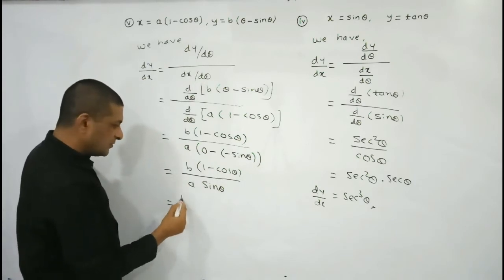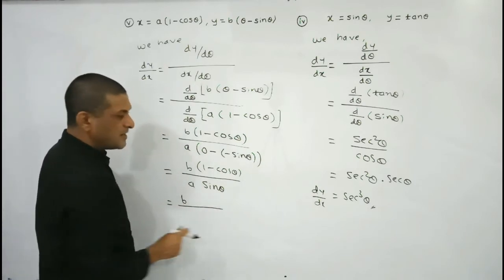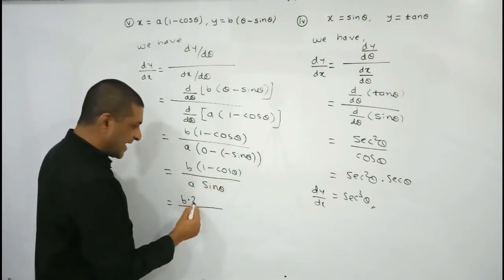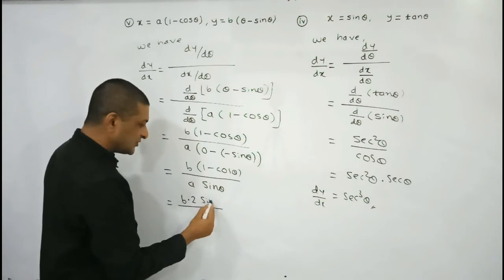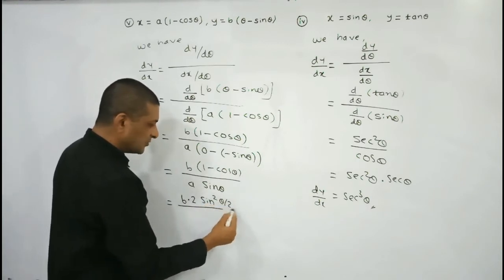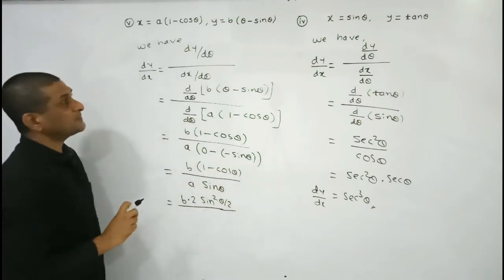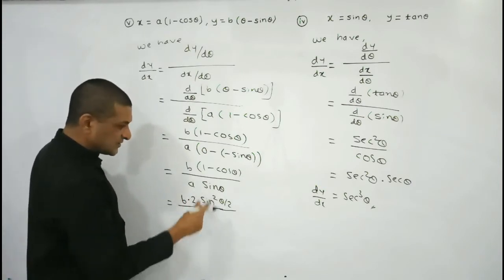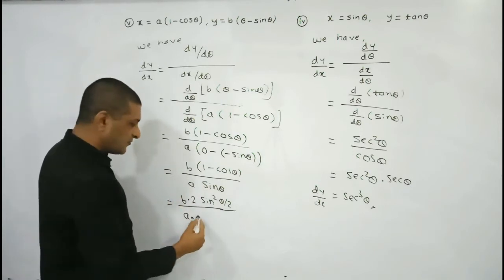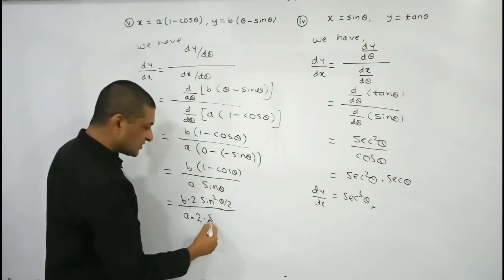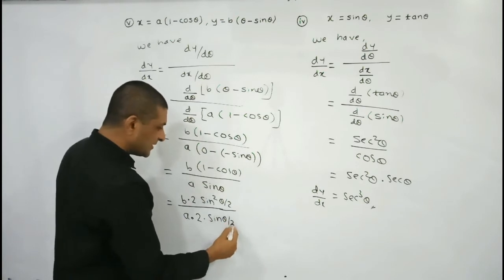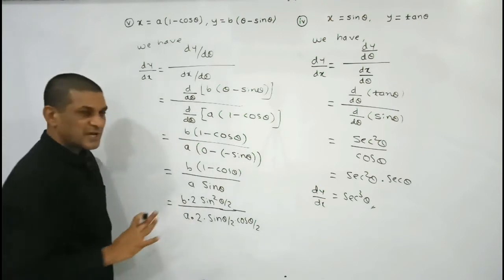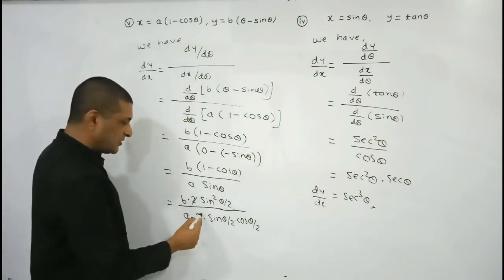So which is equal to B, keep it as it is. According to the half angle formula, 1 minus cos theta can be replaced by 2 sin square theta by 2. And in the denominator, A, keep it as it is. This sin theta according to the half angle formula can be replaced by 2 sin theta by 2 into cos theta by 2. Just in the numerator and denominator we are applying the half angle formula. 2 and 2 will get cancelled.